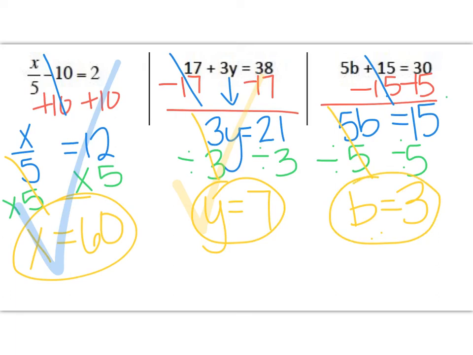So let's see if this works. Take our 3, multiply it by 5, which gives me 15, and then 15 plus 15 equals 30. So this, again, is one big check.